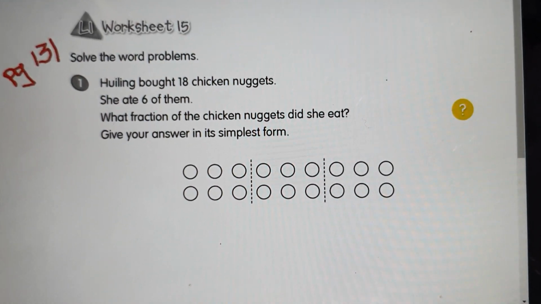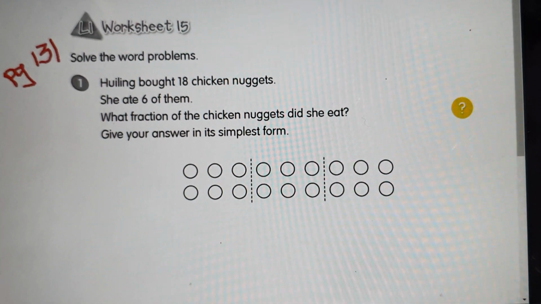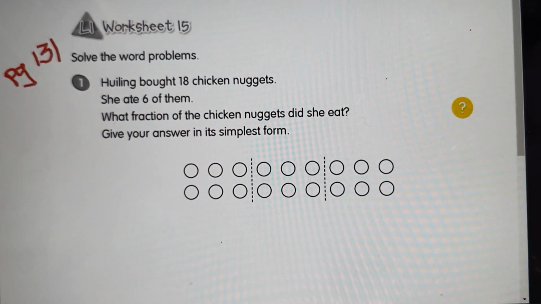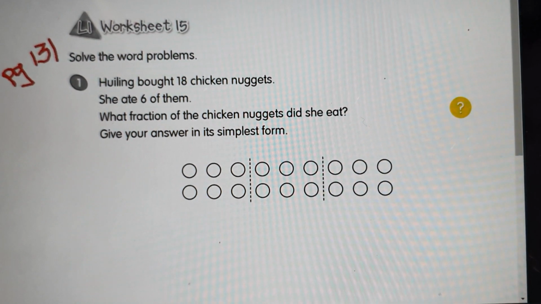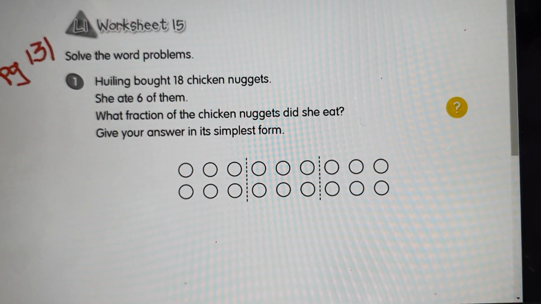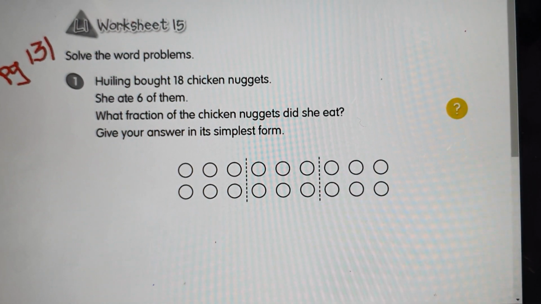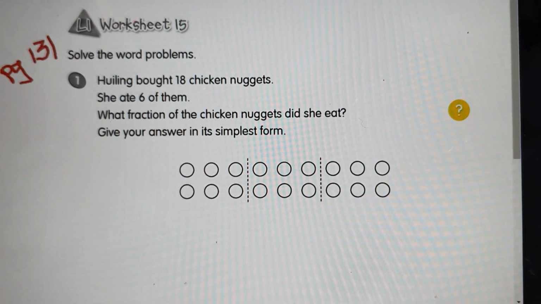For today's lesson, we only need the math workbook. And what are we going to do today? Today, we are going to learn how to solve word problems involving interpreting fraction as a set. So, can you please turn to page 131 of your math workbook and let's look at question 1 together.